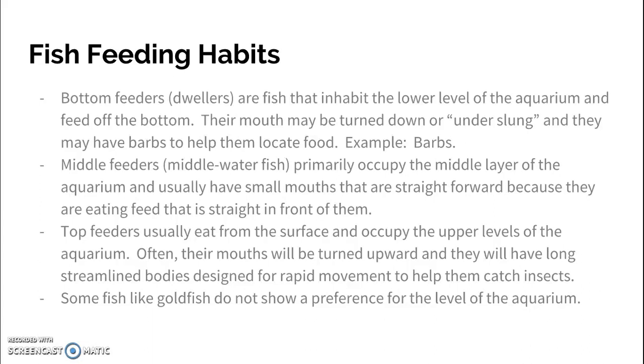Middle feeders or middle water fish primarily occupy the middle layer of the aquarium. Typically, they have small mouths that are straightforward because they're eating feed that is straight in front of them. Top feeders usually eat from the surface and they occupy the upper levels of the aquarium. A lot of times their mouths will be turned upward and they will have long, streamlined bodies designed for rapid movement to help them catch any insects. Some fish, like goldfish, really don't show a preference at all.